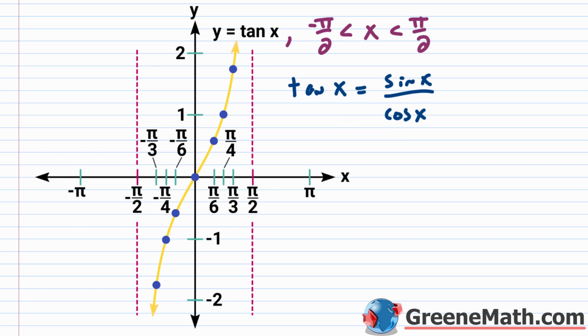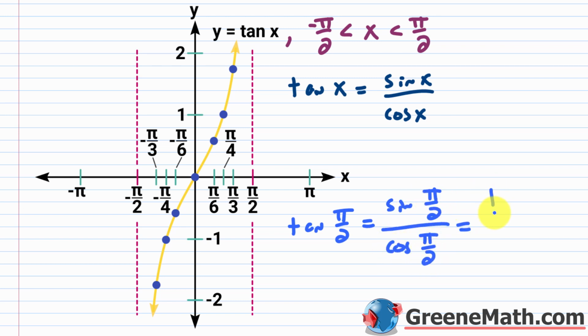So something like, let's say, the tangent of pi over 2 is equal to the sine of pi over 2 over the cosine of pi over 2. We know the sine of pi over 2 is 1, and the cosine of pi over 2 is 0. So again, 1 over 0 is, by definition, undefined. This is going to happen anywhere where the cosine value would be 0, so we just say odd multiples of pi over 2.